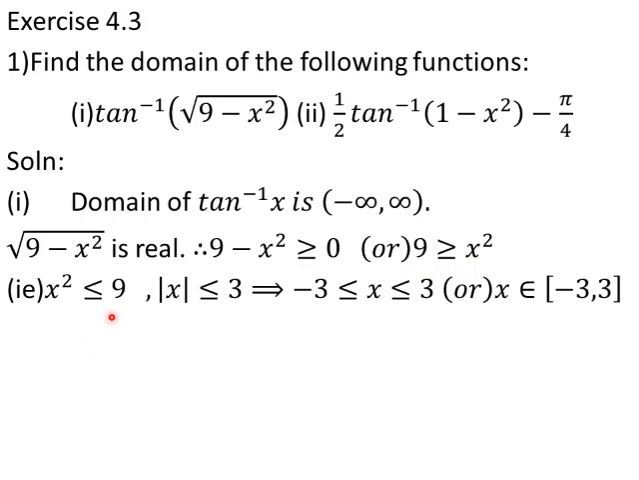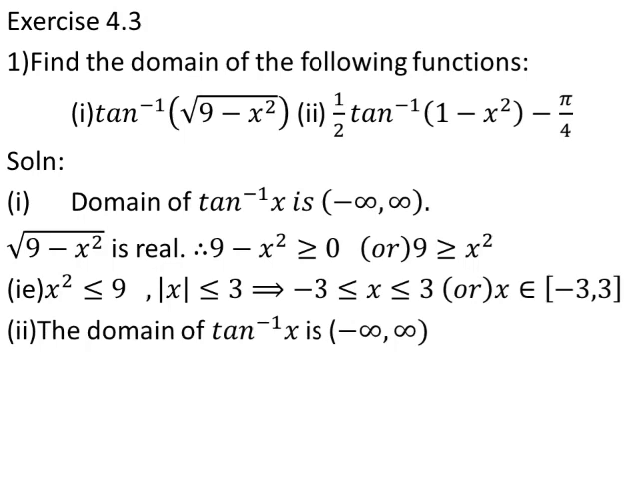X square is less than or equal to 9 means you can take the positive square root, modulus of x is less than or equal to 3. If modulus of x is less than or equal to 3, x lies between minus 3 and plus 3. So x belongs to the closed interval minus 3 comma 3, you can write.